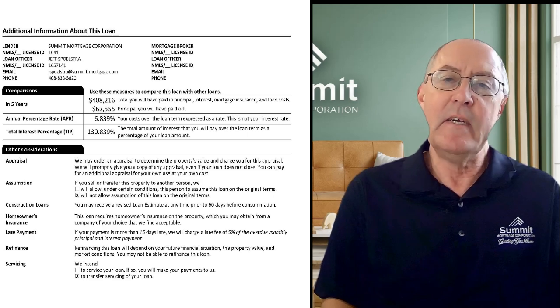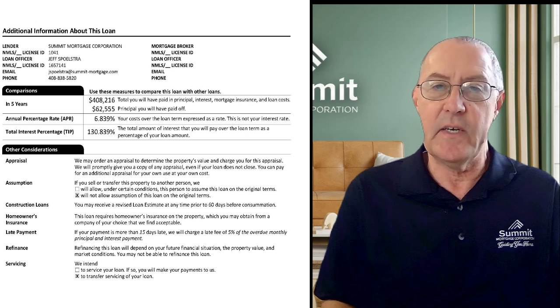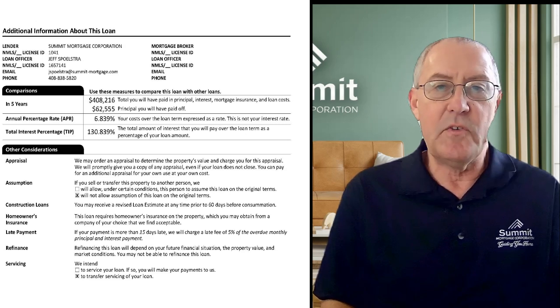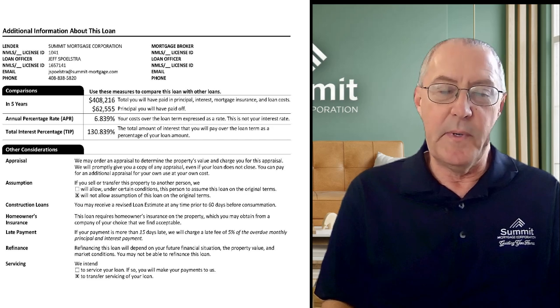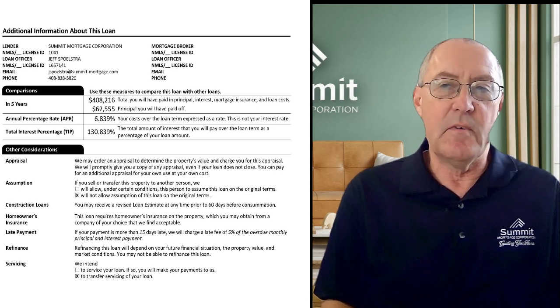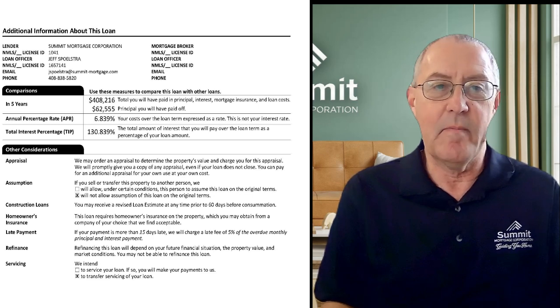Now, if you want to really scare yourself and stay up at night, look at the total interest percentage, right? How much total interest you will pay over the life of the loan as a percentage of your loan amount. Yeah, okay, that'll scare you. Don't worry about it. Everybody does it. It's just there. All right.